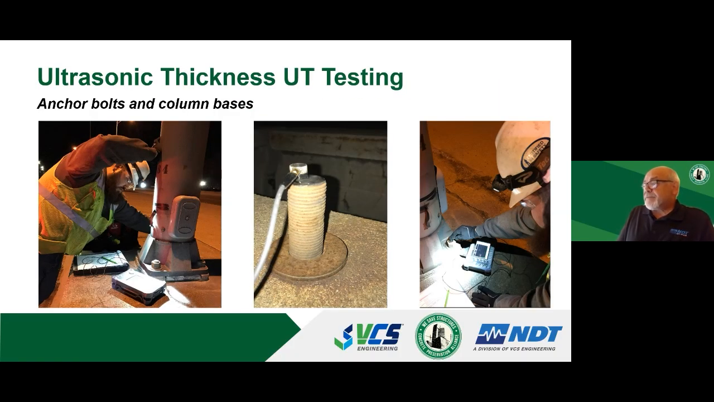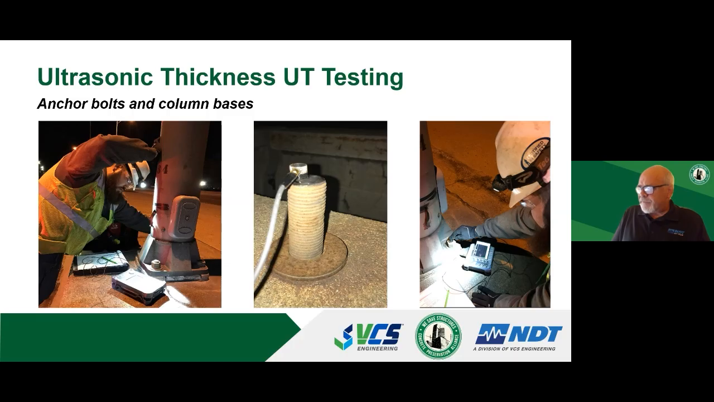Ultrasonic thickness testing. This is still a reflection method of a different frequency of a little pulse. And we want to grind down the top of the anchor bolt, which is the example in the middle. Put a little dab of goop on it, and we can record the length of the anchor bolt or the thickness of a web or a flange on a steel member.